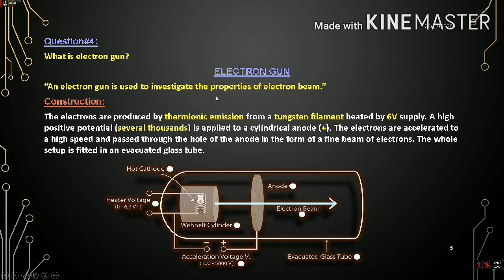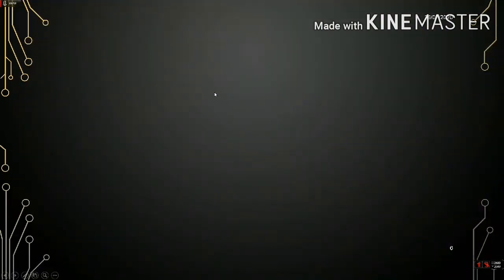So by using the electron gun, we can investigate the properties of the electron beam. This will be used in our next topic, the cathode ray oscilloscope. That was question number 4, and now question number 5.